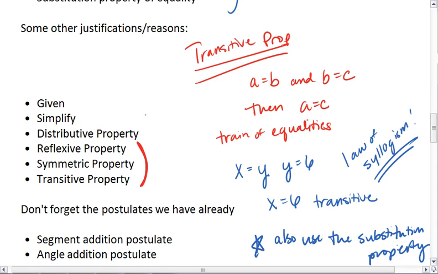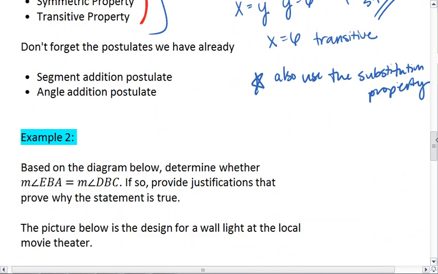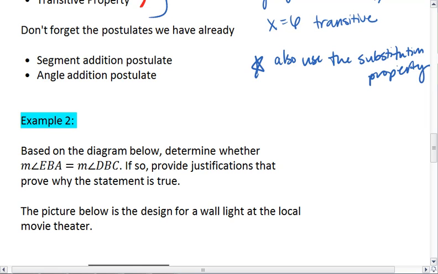Alright, so those are some 6 new items to add to your list. And don't forget, you also already have 2 postulates. You have the segment addition postulate and the angle addition postulate. So make sure you have those on your list as well.